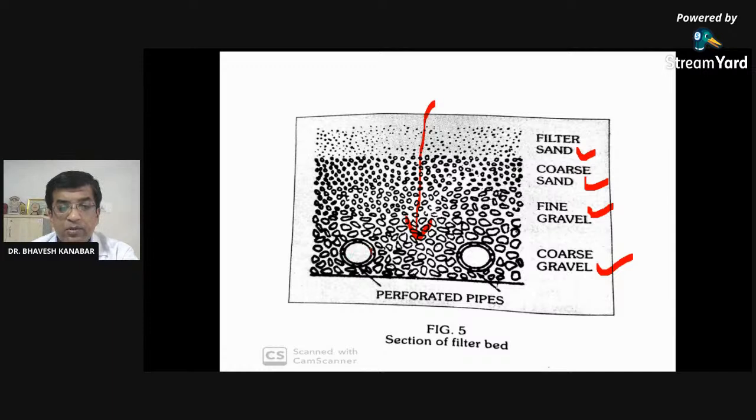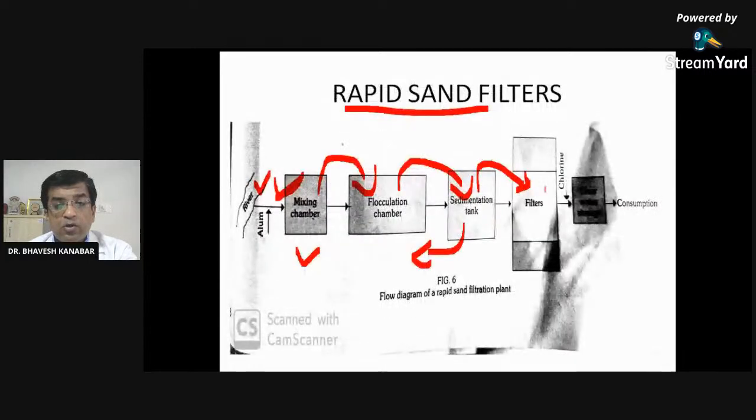And these are the pipes. These are the perforated pipes from which filtered water is drained. After passing through the filter bed, the final part of the treatment is chemical treatment, that is chlorination. Water is subjected to chlorination. In rapid sand filter water plants, most of the water filter plants are using chlorine gas as a part of disinfection.